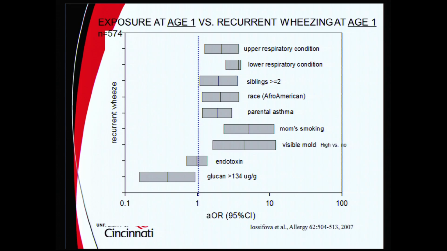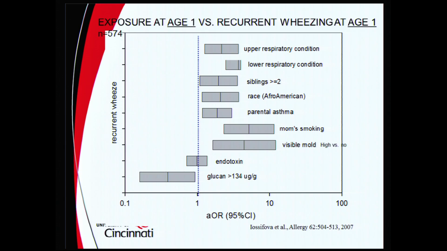Here is the very first result that really highlighted for us that we need to look at mold exposure as thoroughly as we were looking at the traffic exposure. On the y-axis is the risk for recurrent wheezing, and then the different factors that affected the wheezing, looking at exposure at age 1 and wheezing at age 1.